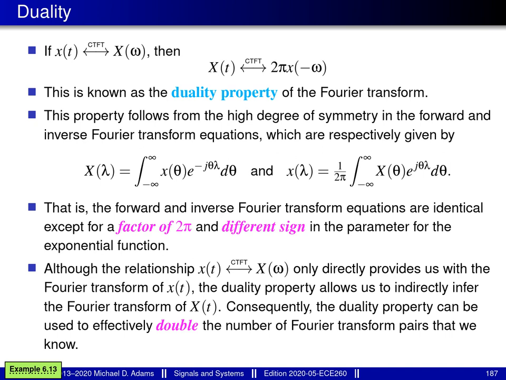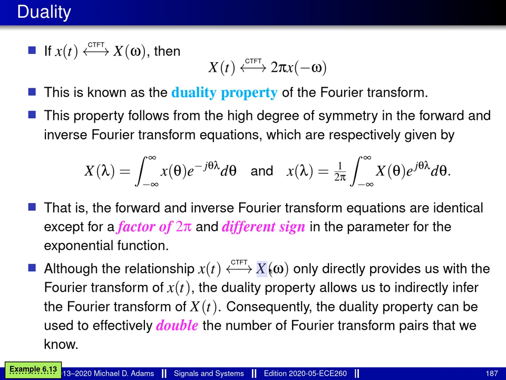The duality property also has important implications with respect to the computation of Fourier transforms. Suppose, for example, that we're given a Fourier transform pair like the one that I've highlighted here, where we are effectively told that the function little x has the Fourier transform big X. So although this Fourier transform pair directly gives us one Fourier transform, in other words it tells us what the Fourier transform of the function little x is, this Fourier transform pair also gives us a second Fourier transform indirectly through the duality property. In particular, this Fourier transform pair allows us to infer what the Fourier transform of big X is.